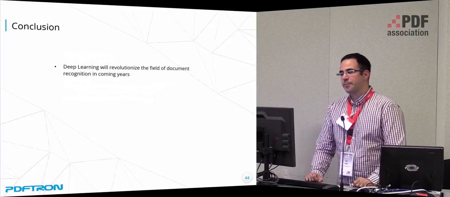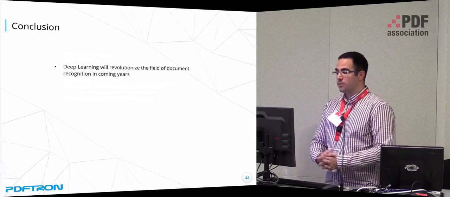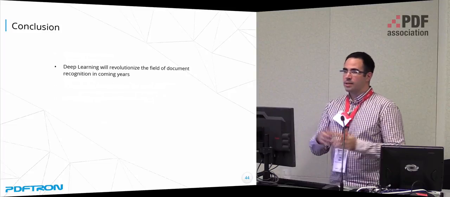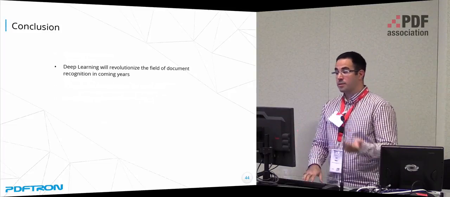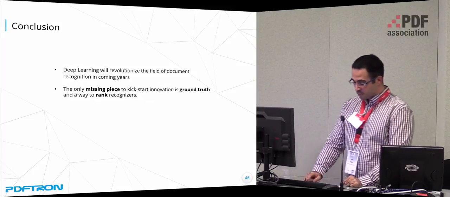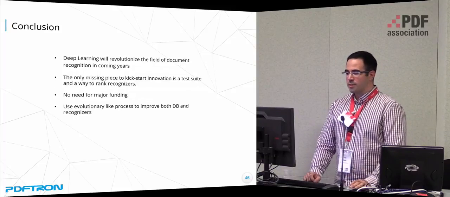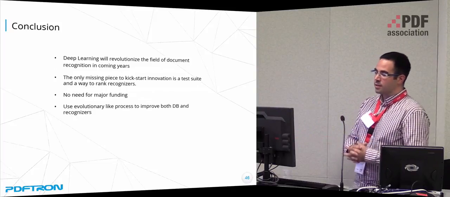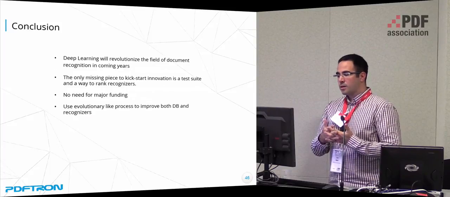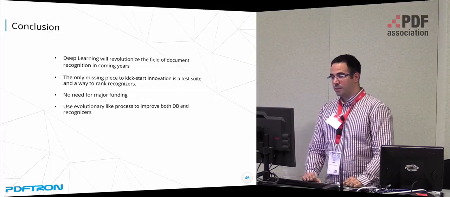So to summarize, it seems very likely that deep learning will revolutionize the field of document recognition in coming years. The only thing that we as a community are missing at the moment to kickstart innovation is the ground truth and a way to rank recognizers. But we don't need any major funding to get started. The major fear, I guess, is that we need funding to build a complex ground truth. We could instead focus on process and use these evolutionary processes to improve the database and recognizers.